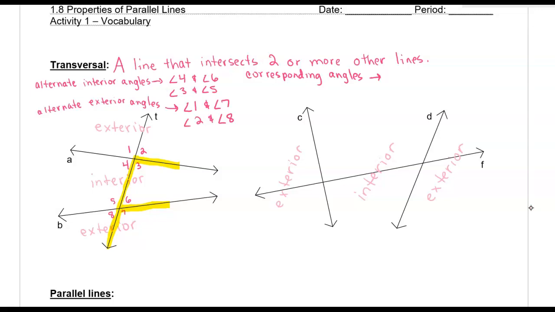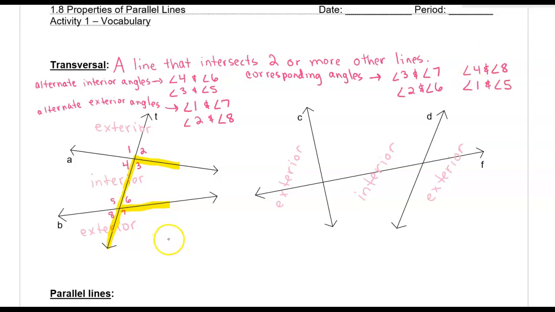So I'll start to list them. Angle 3 and angle 7 are a pair of corresponding angles. And then angle 2 and angle 6, there are two more on the other side of the transversal. Angle 4 and 8, and then angle 1 and 5.